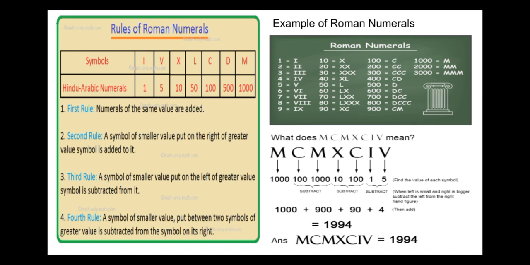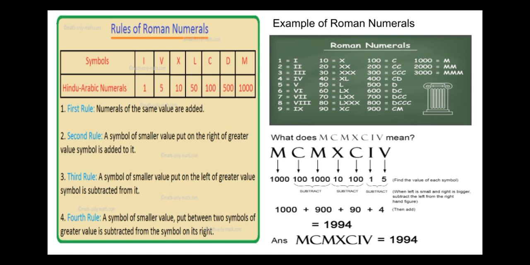20. Add 2 Xs: X plus X is equal to 20. 30. Add 3 Xs: X plus X plus X is equal to 30. 40 is equal to XL. Why is the value of 40 XL? X is for 10, L is for 50. Subtract: L minus X is equal to 40. 50 is equal to L.